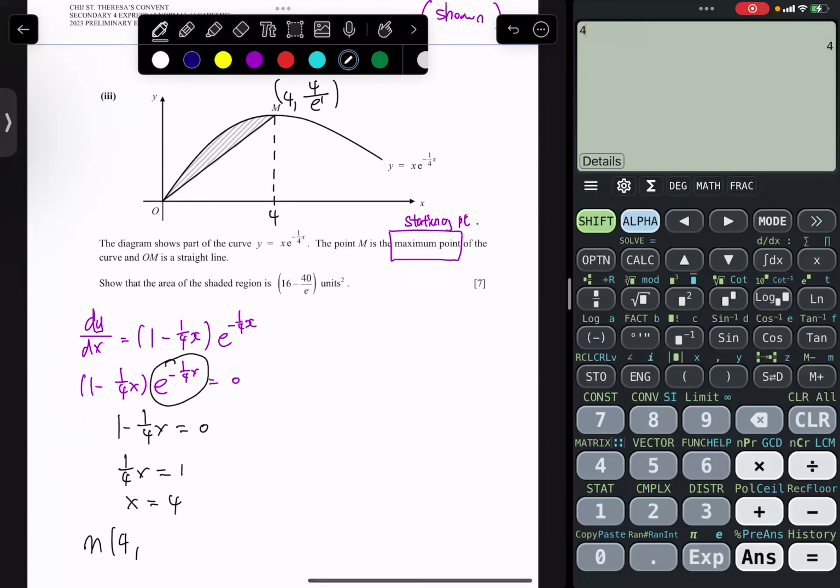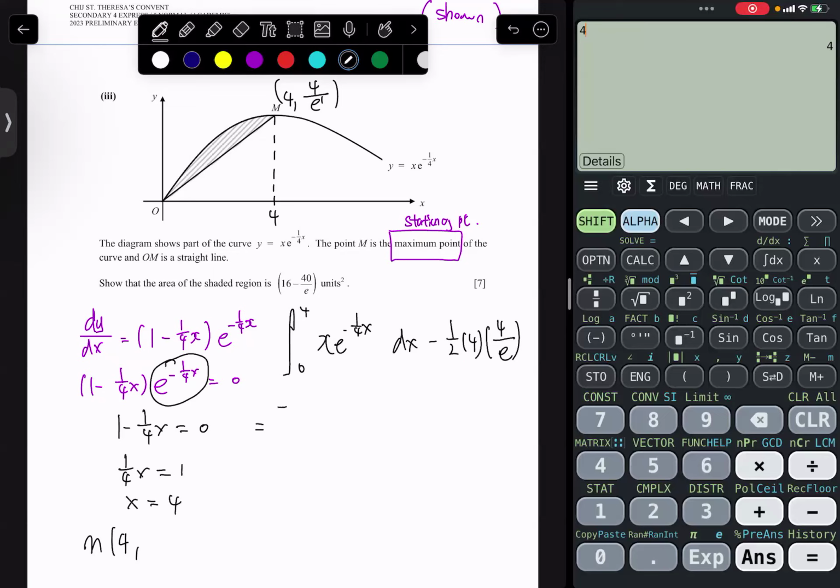Find the shaded area. The shaded area will be the integral from 0 to 4 of x e^(-1/4 x) dx, and then minus the area of the triangle, minus half times 4 times 4 over e.